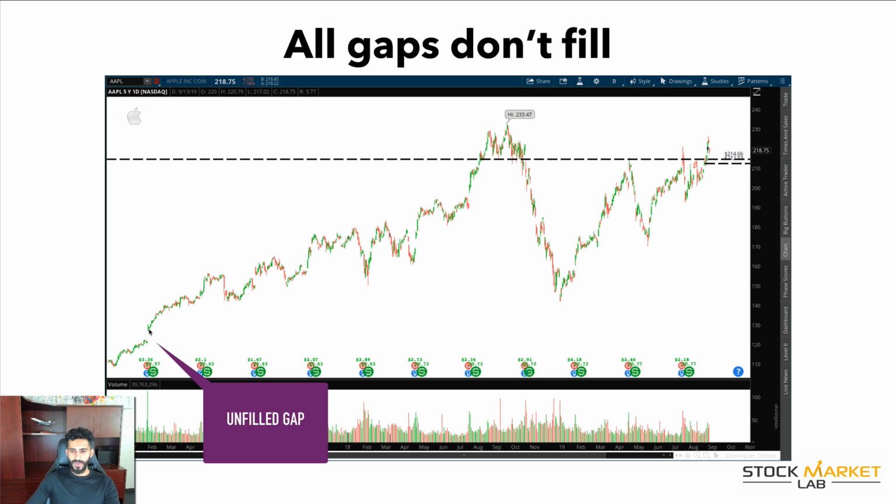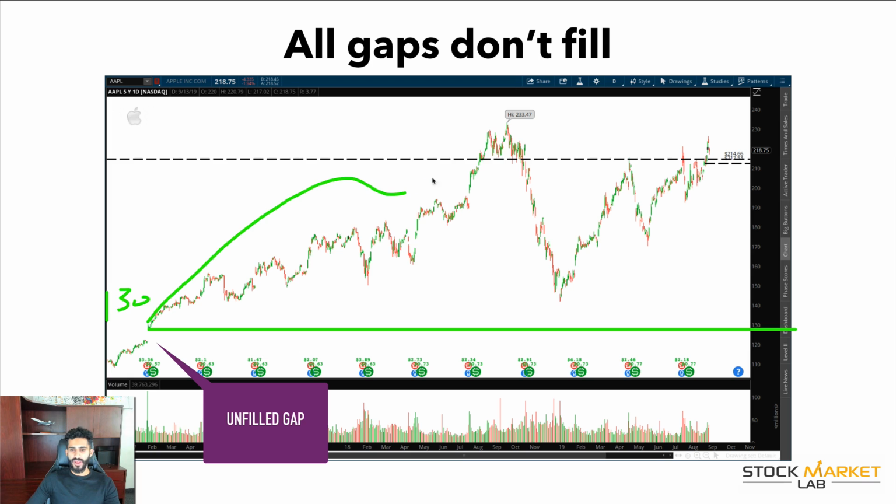You can see, for the people that were stuck on this gap fill, the stock was at 130, and then ran all the way to 233. Like, oh, it's going to fill, oh, it's going to fill. No, it doesn't have to always fill.